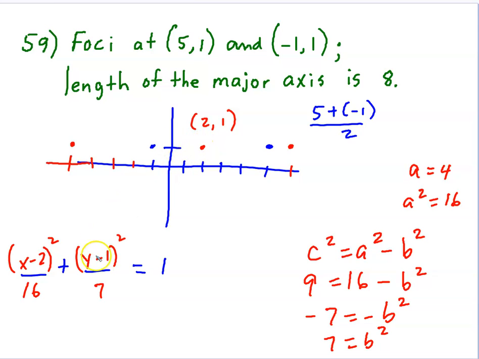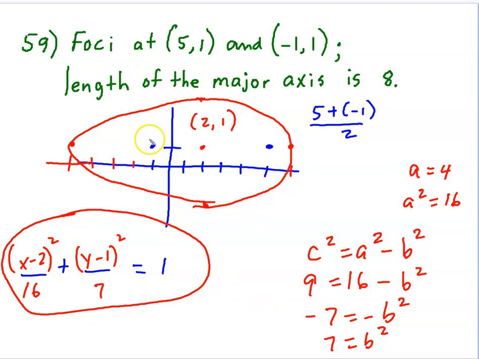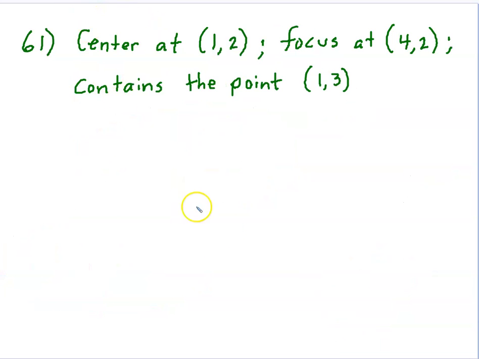And you would do the square root of 7, which we can give you that. Square root of 7 is about 2.6, so you go up 2.6 and then down 2.6 and connect those, and that will be your graph. But this is the equation that you were asked to find. All right, I think we got one more.